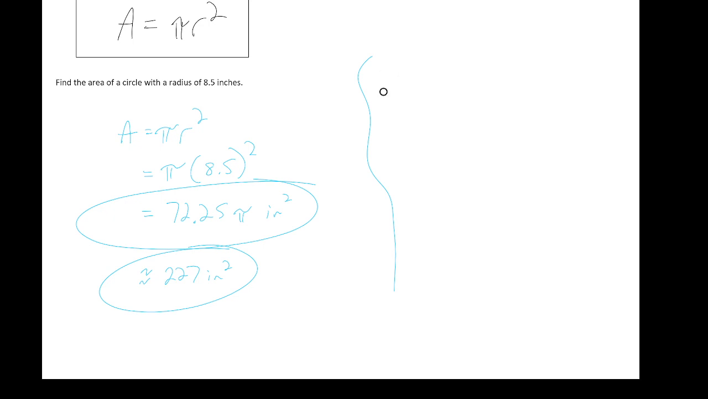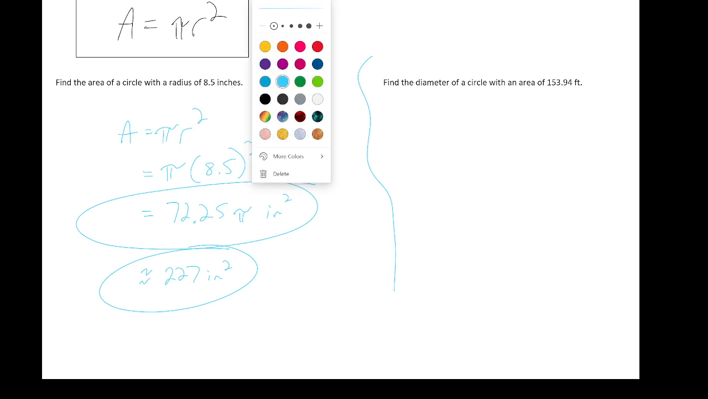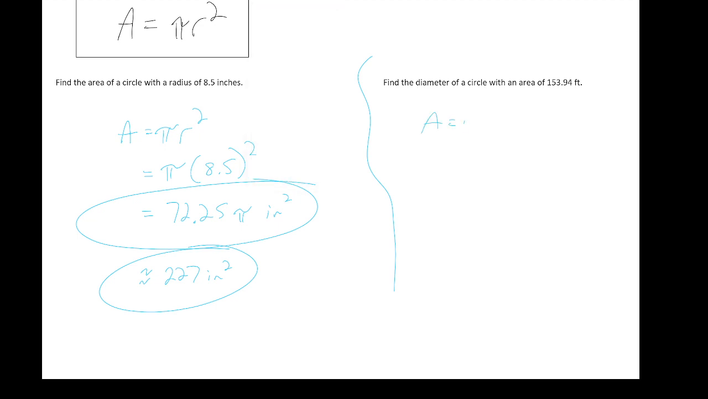Let's do another example, because these are pretty straightforward after we did lesson 11.1. We're going to find the diameter of a circle with an area of 153.94 feet. Find the diameter. Again, our area is pi r squared. They give me the area, so the A I can replace with 153.94, and that's equal to pi times the radius squared. We're going to solve for r here.